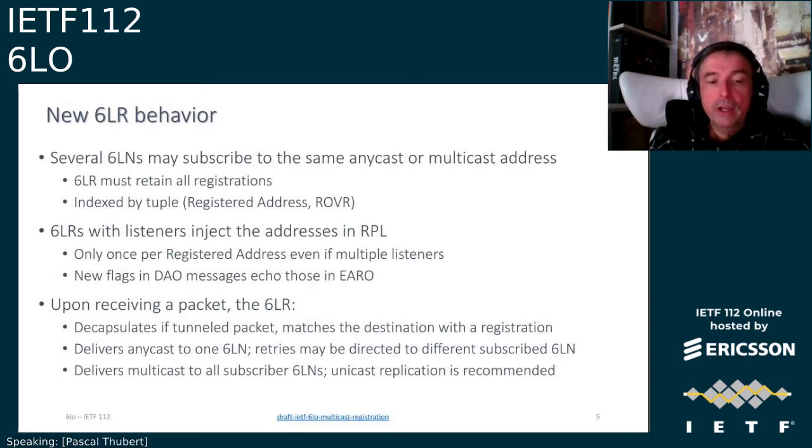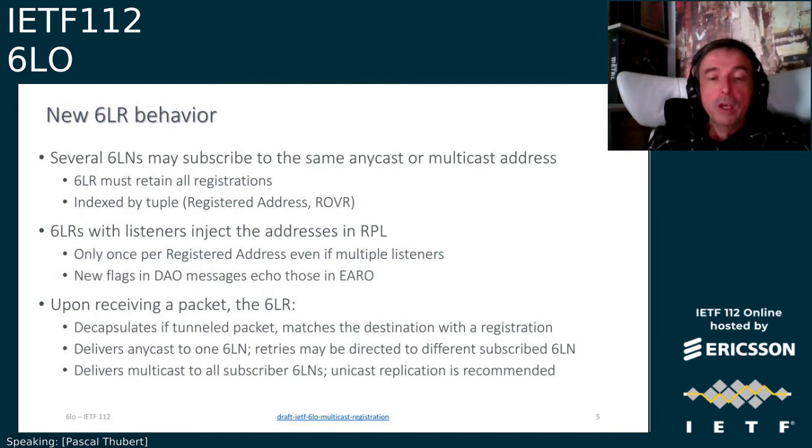So as I said, the 6LR is modified. More than one 6LN will register. Actually, the 6LBR is modified in the exact same fashion. And as we extend the ERO to add the A for anycast and M for multicast flags, we also change the IDAR message to carry those flags. And by the way, we do that using the status field, which is the only field that was still free in the IDAR message, which was used for the IDAC, the confirm, but not for the IDAR request. So now for the IDAR request, we set the flags in the same byte, actually, that will be used for the status on the way back.